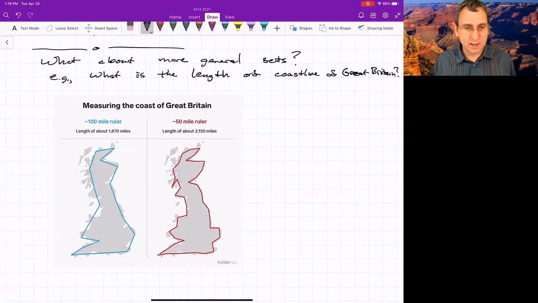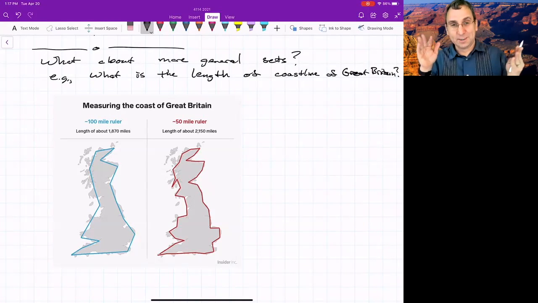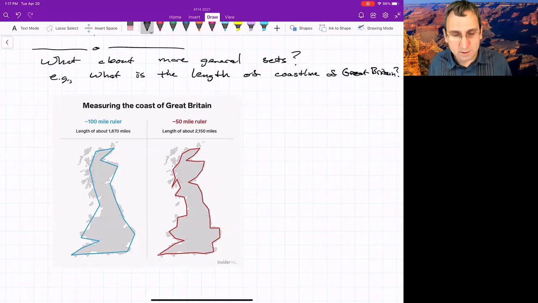So if I used a 100-mile ruler and just put it on the map of Britain, I'll count so many different 100-mile rulers, somewhere between 18 and 19. So I'd say, oh, it's 1,870 miles. Now, if I divide that by half and look at a 50-mile ruler, well, I'm going to get a different number. Now, what if I cut that in half, look at a 25 mile, 12 and a half, all the way down? Am I actually going to converge to something?